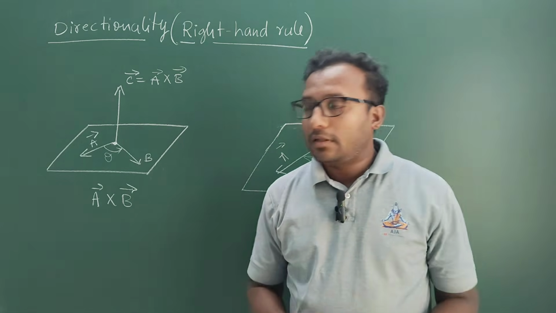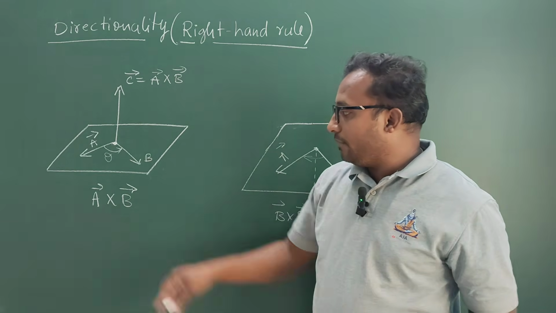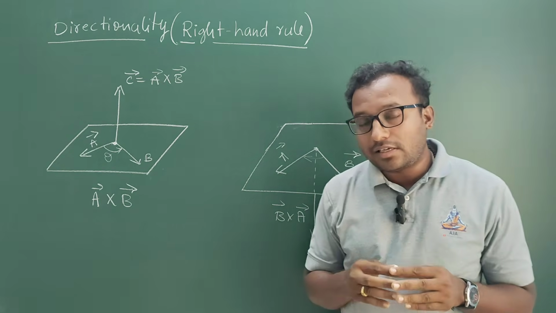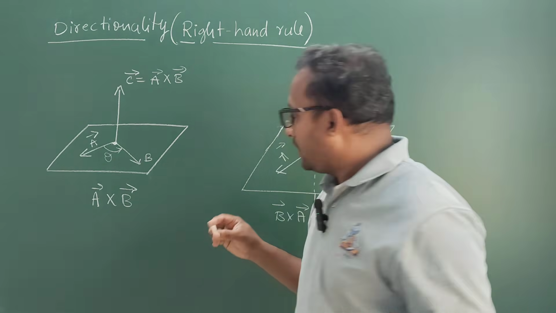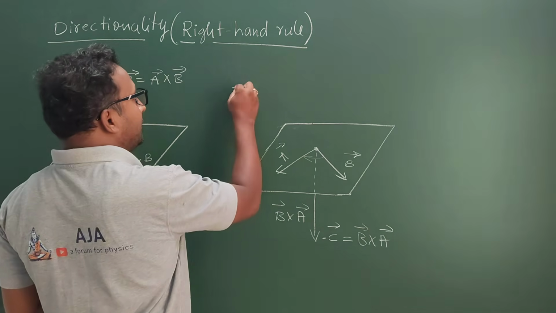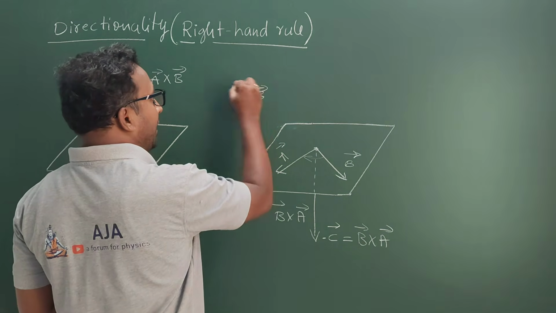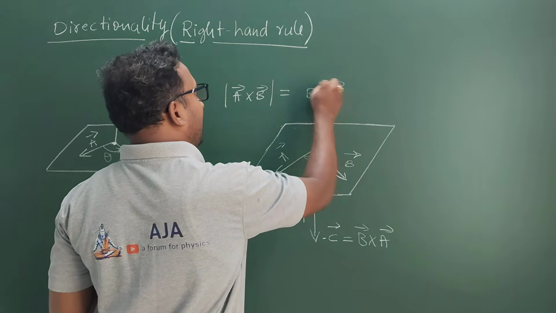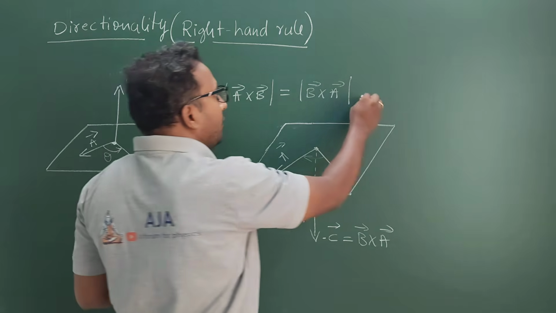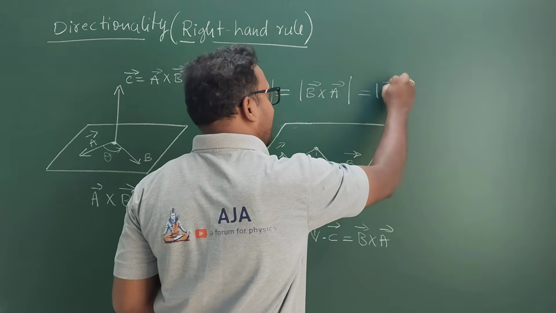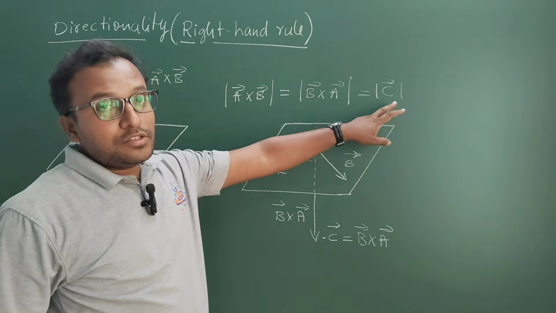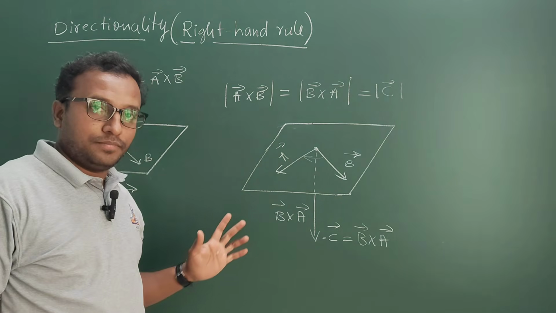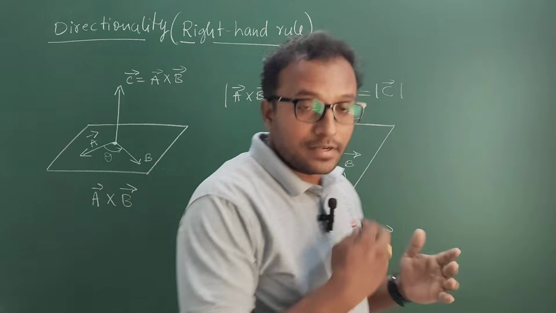Here we need to observe one thing: whether it is A cross B or B cross A, the magnitude of the resultant vector C is exactly the same. The magnitude of A cross B is exactly equal to the magnitude of B cross A, which is nothing but the magnitude of vector C. But the direction of this vector C is exactly reversed when you reverse the order of multiplication in the cross product, as shown in the diagram.